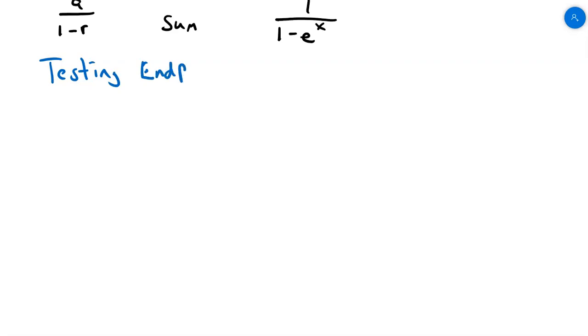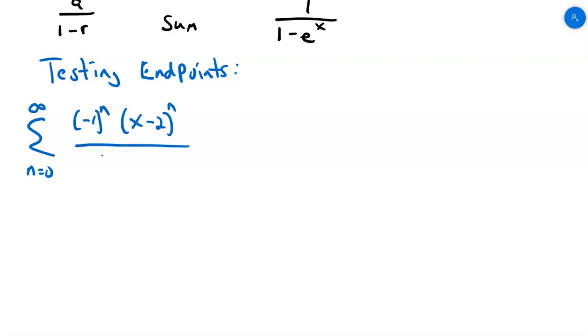Actually, I should say endpoints of a Taylor polynomial, not in geometric series. So testing endpoints. Suppose I've got this series, and it's the sum from n equals 0 to infinity of (-1)^n (x - 2)^n over n + 1. And I would like to determine the interval of convergence, including the endpoints this time.